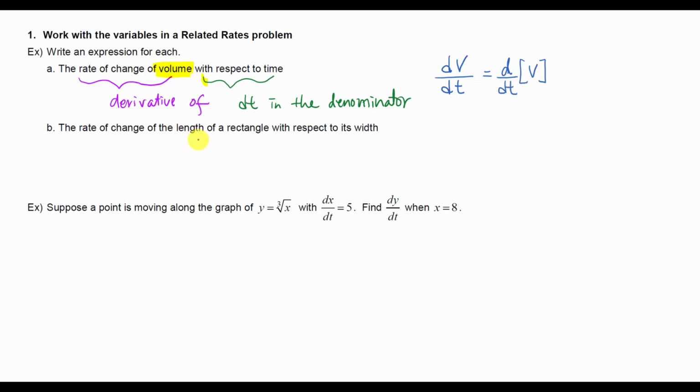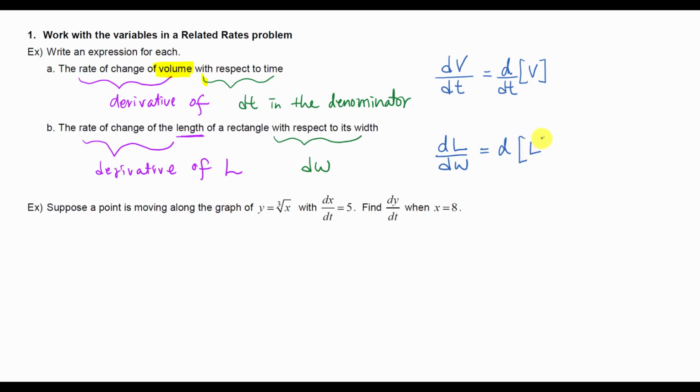The rate of change of length of a rectangle. So this time what's changing? Length is changing. So you can look at length of a rectangle as a function. And that will be what again? That is derivative of length with respect to its width. So then how do we write it? That will be dl/dw, right? Or derivative of length with respect to width. Get it? All right, let's do a little more.